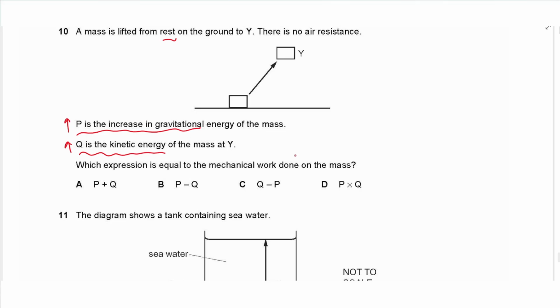So the work done must supply the gravitational potential energy and the kinetic energy gained. So we add these energies together to calculate the work done. So the answer is A.